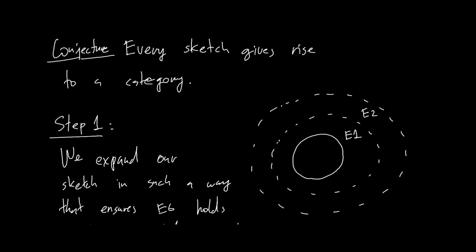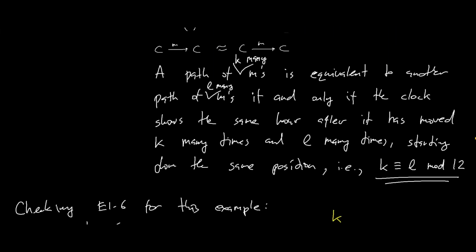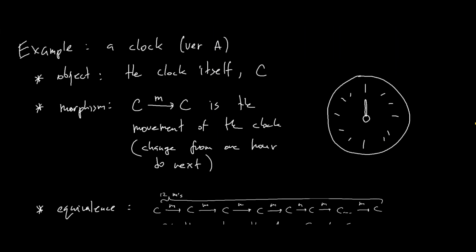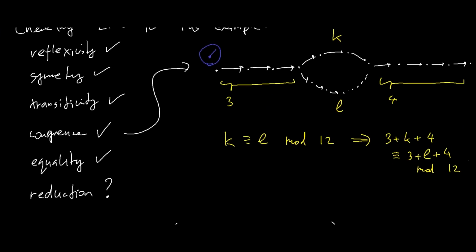And an illustration of this we saw with our clock example, where we saw how we could turn a sketch which only had one object and one morphism that was describing passing of 1 hour, we could turn that into a sketch that now suddenly satisfied all these axioms. It still didn't satisfy the reduction axiom, but then we also saw that we could even take care of that by adding one morphism for every number of hours passed from 1 to 12.